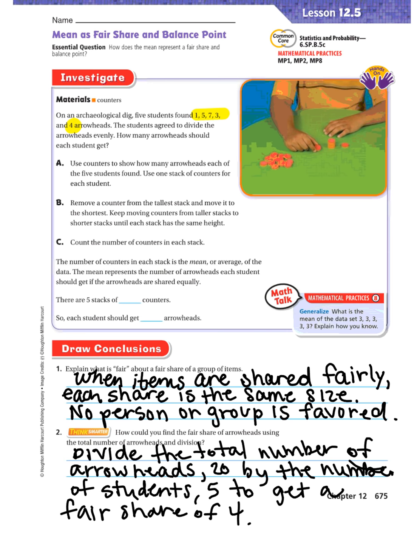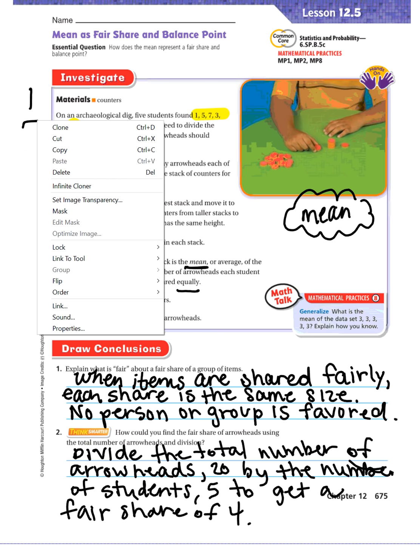So then you count the number of counters in each stack. The number of counters in each stack is the mean or average. So this word here means average of the data. The mean represents the number of arrowheads each student should get if the arrowheads are shared equally. So remember, the number has to be equal.